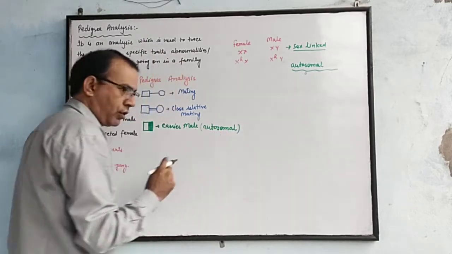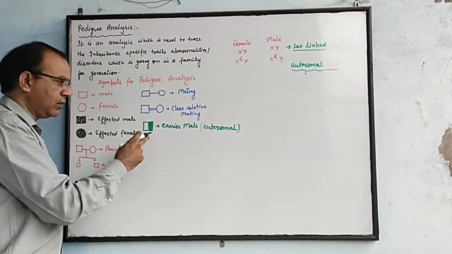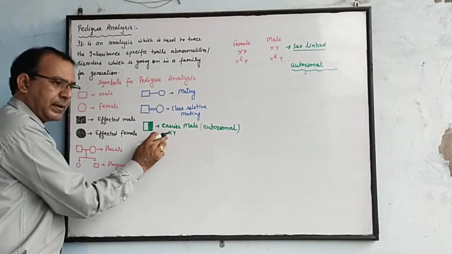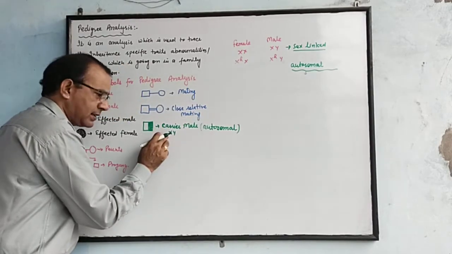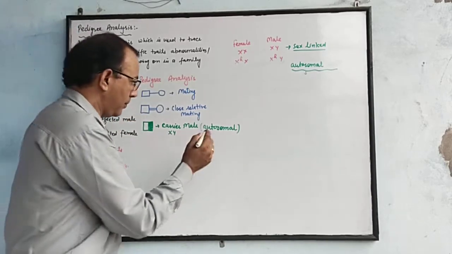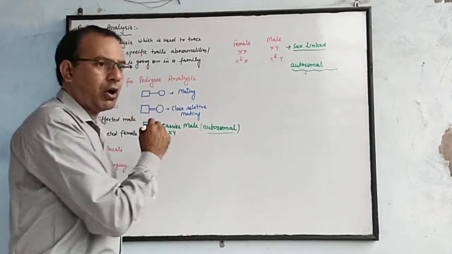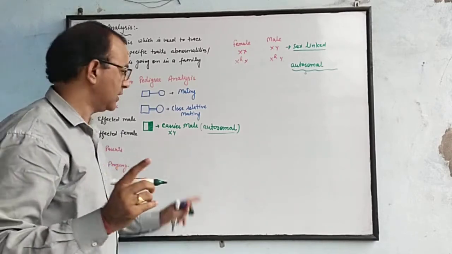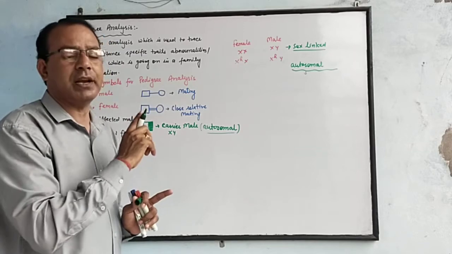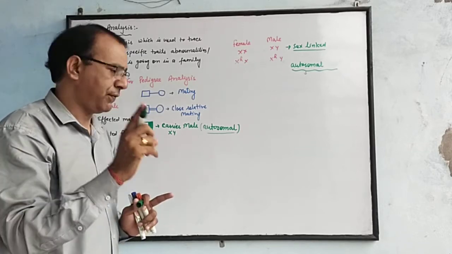Autosomal. Not in sex link, because a male contains only X and Y chromosomes. X represents the genetic disorder. If this X is affected, then the male is not a carrier. A male can be a carrier only in autosomal disorders. Otherwise, in the sex chromosome, the male is not a carrier, the male is fully affected.